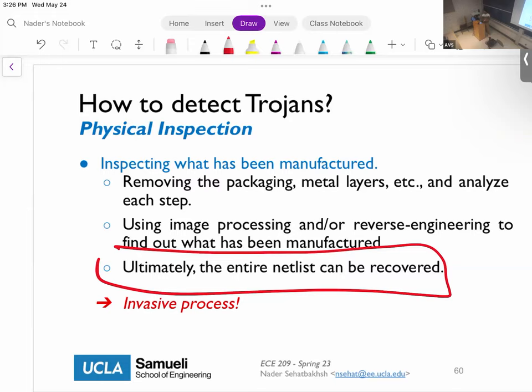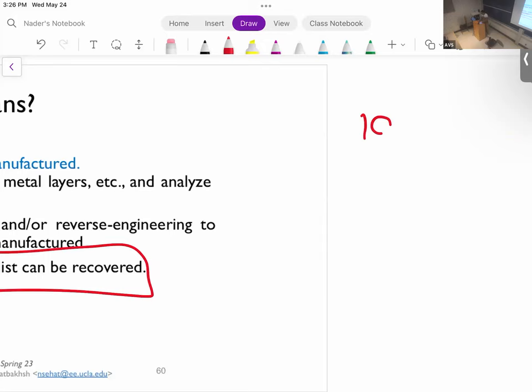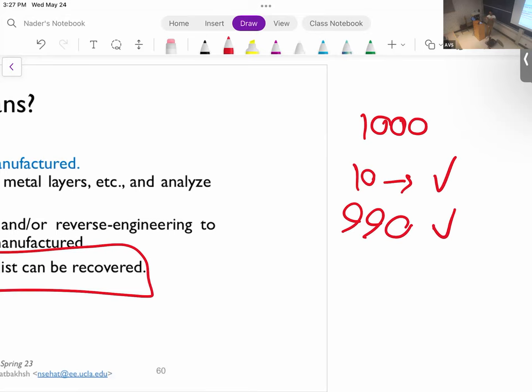So usually the idea here is that, for example, I'm going to order 1,000 of these chips. I'm going to randomly pick 10 of them. I'm going to do the physical inspection of these 10. If nothing happens with them, I kind of know that the other 999 are okay as well, right? So it's more of a sampling approach, right? But of course, there's no guarantee that all of them are fine.